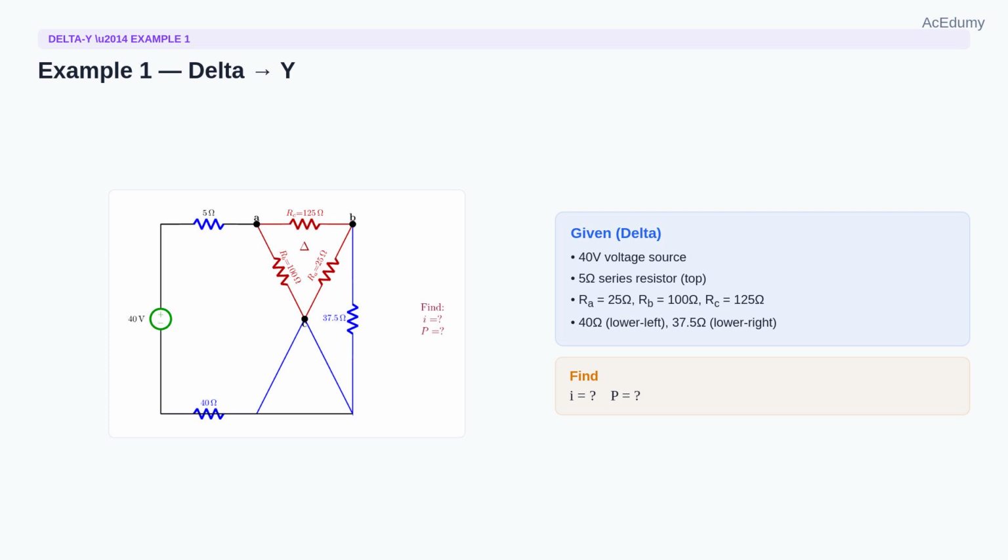Example 1. Delta to Y. We have a 40-volt source on the left. At the top, a 5-ohm resistor connects to a bridge network. The bridge has a delta formed by three resistors.